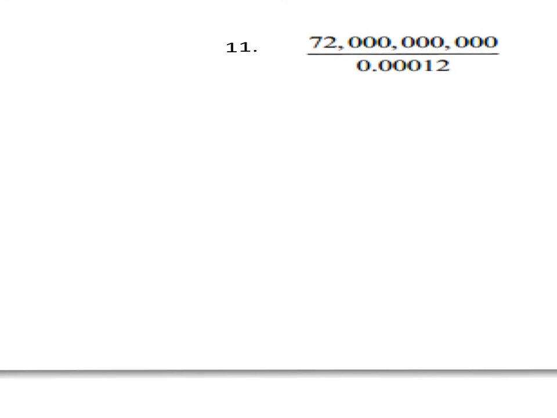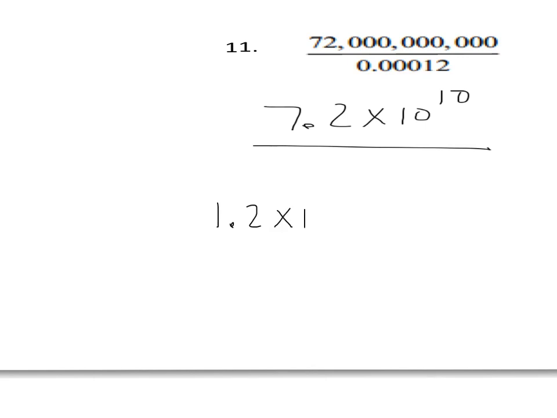Okay, so you could try to do this in calculator, but the first thing we've got to do is put it in scientific notation. So I count 1, 2, 3, 4, 5, 6, 7, 8, 9, 10. So I get 7.2 times 10 to the 10th divided by. Let's see how we're going the opposite way this time. 1, 2, 3, 4. So it's going to be 1.2 times 10 to the negative 4th.